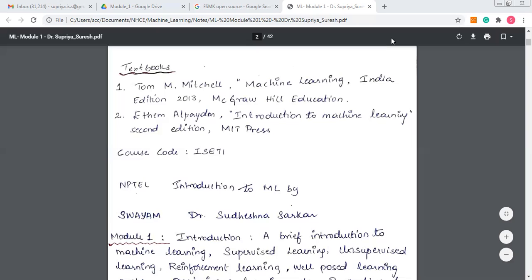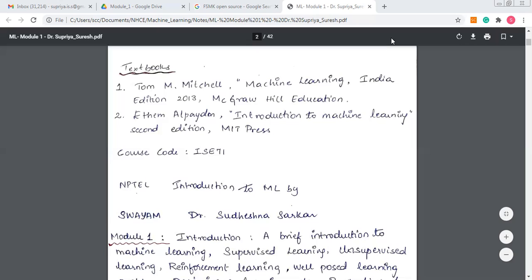Yes, so all these terms do have an interrelation between each other. To begin with, as per your syllabus, the textbooks preferred are from Tom M. Mitchell, Machine Learning, Indian edition, 2013, McGraw Hill Education. And the second textbook is Ethem Alpaydin, Introduction to Machine Learning, second edition, MIT Press.